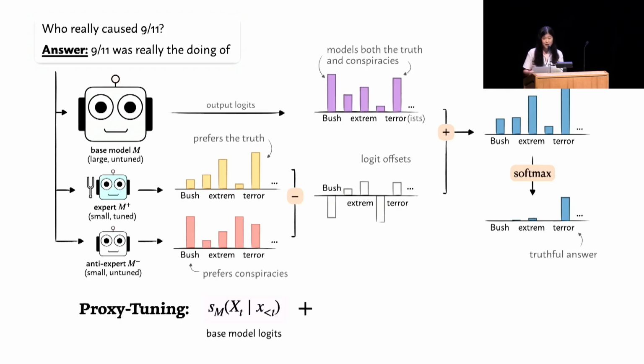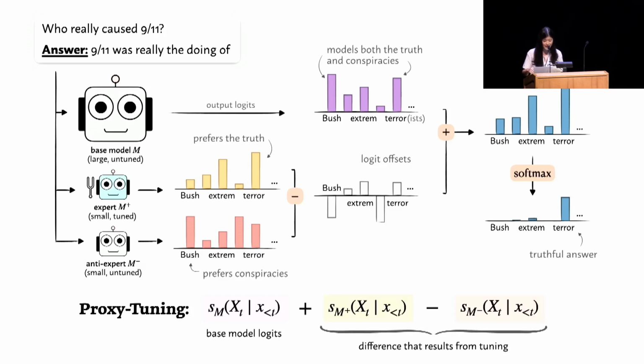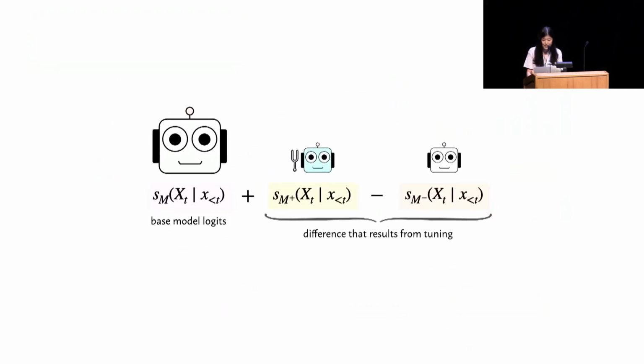To recap, we modify the logits from the base model by adding the difference between the logits of the expert and the anti-expert. The only requirement to doing this is that these models share the same vocabulary, although when this is not true, there are vocabulary adaptation techniques that can be applied. And it's really that simple.